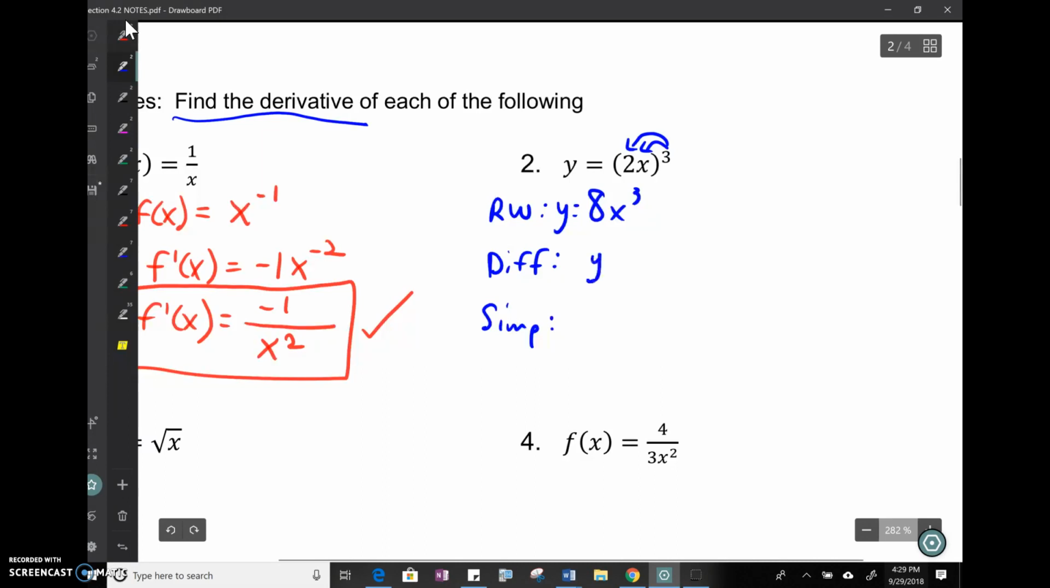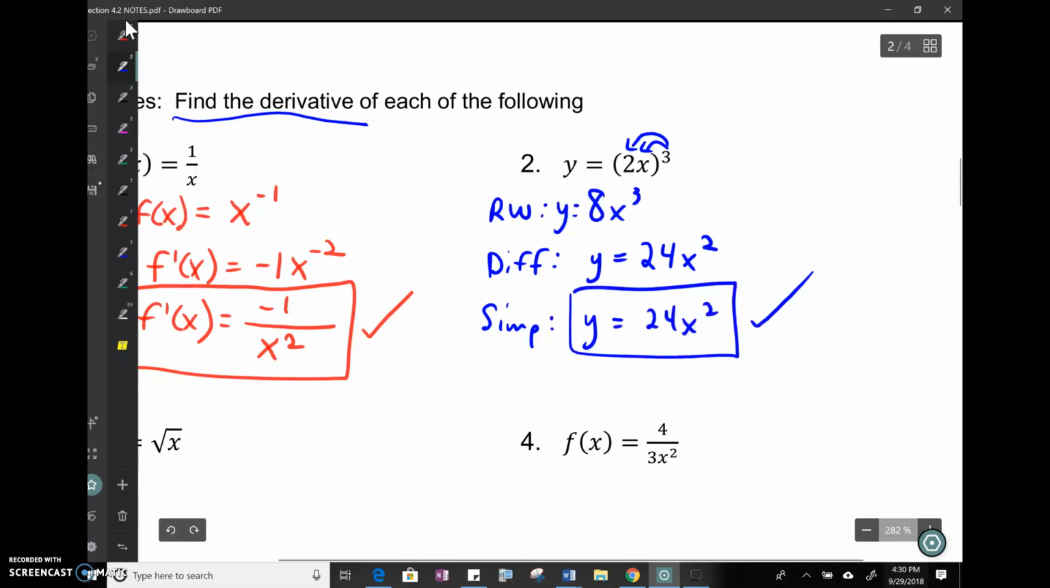So y equals, instead of 8x cubed, we bring the exponent down front. And since there's an 8 already there, we have to multiply. So bring the exponent down front, subtract by 1. And that looks pretty good. There's no simplifying needed. So our final answer then of our derivative is 24x squared.